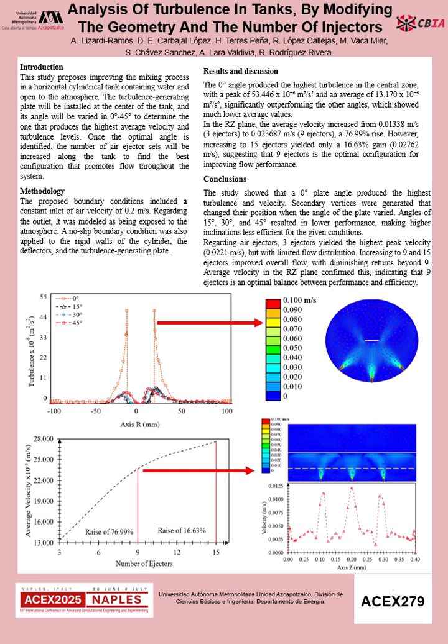Figure 1 shows that turbulence peaked at a 0 degree plate angle, reaching a maximum of 53.41 times 10 to the minus 6 square meters per second squared, and an average of 13.1 times 10 to the minus 6 square meters per second squared. On the left, the velocity field reveals well-developed vortices, which are essential for efficient mixing.